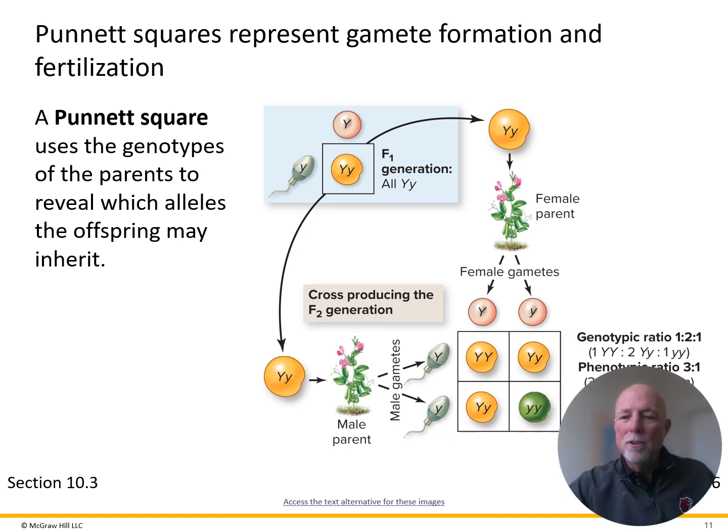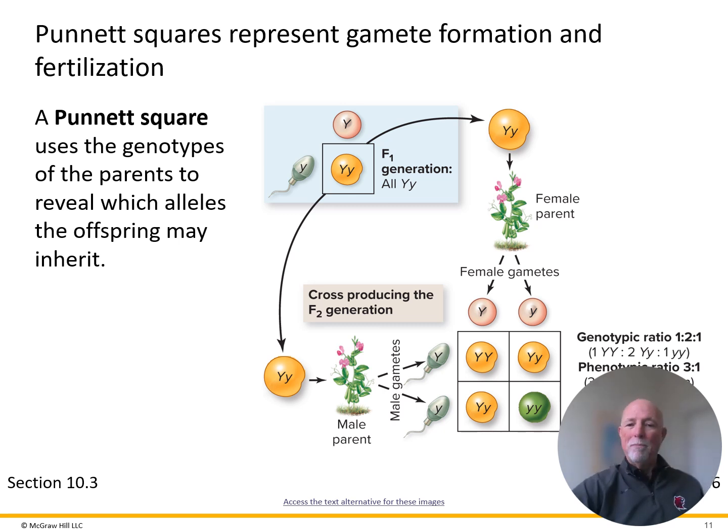It's a 1-to-2-to-1 ratio. You see that? But look at the phenotypes, the actual colors. 3 out of 4 will be yellow seeded plants. 1 out of 4 will be green seeded plants. A 3-to-1 ratio. I'm sorry, my ugly mug's in the way here.